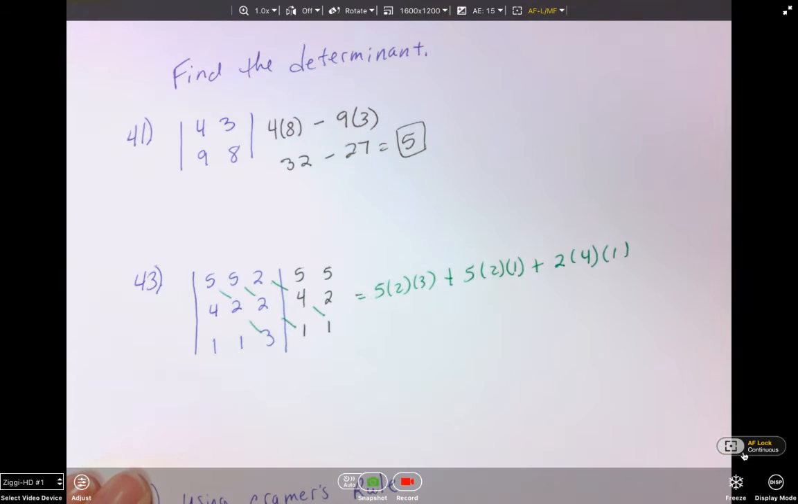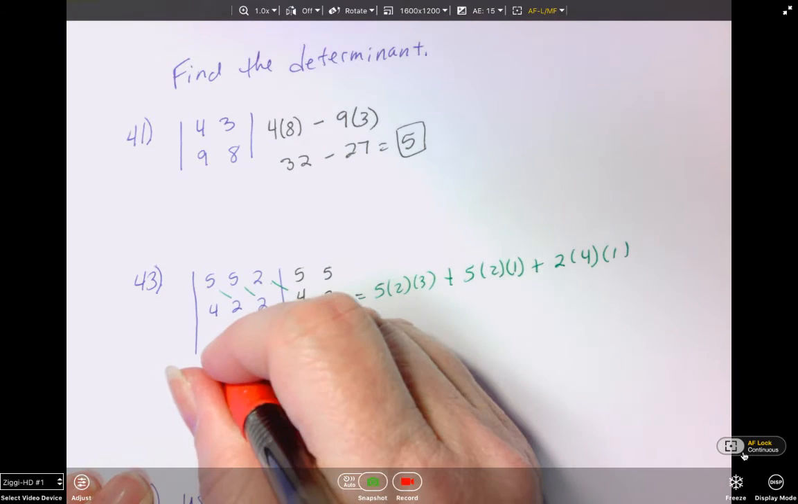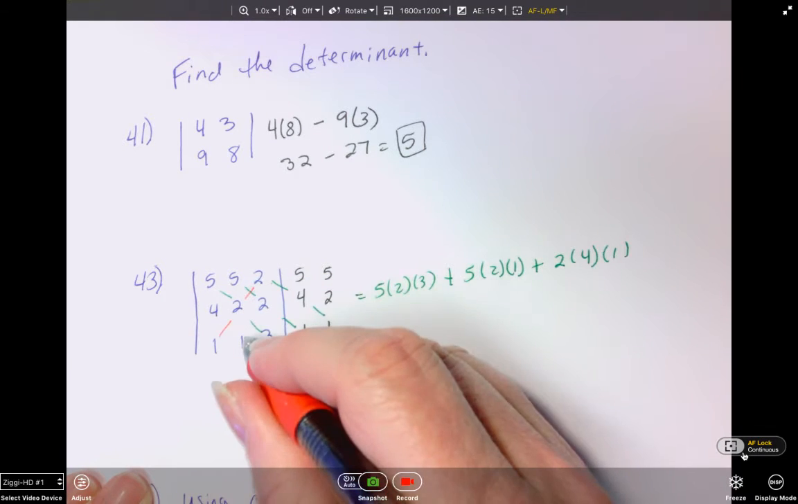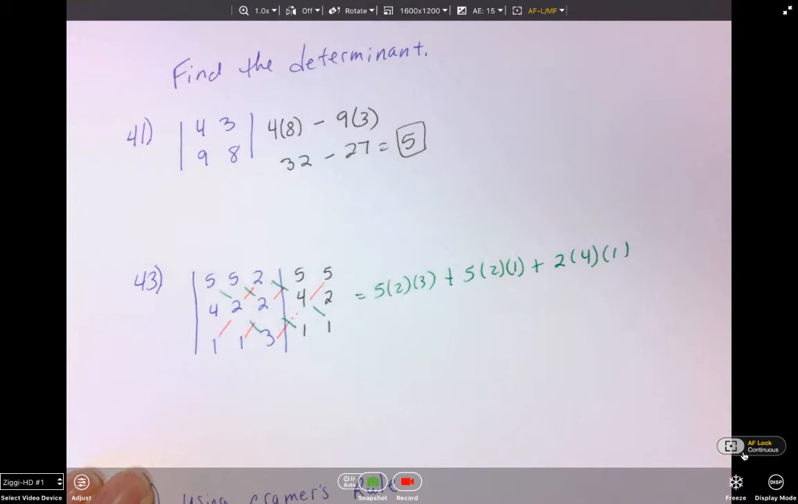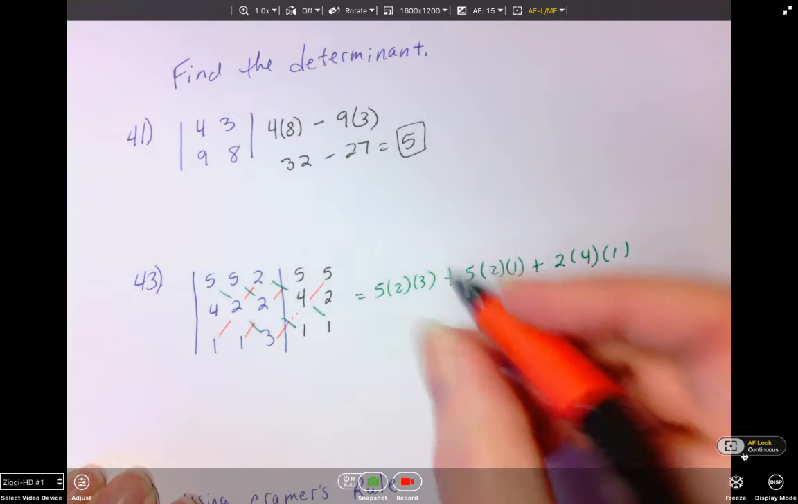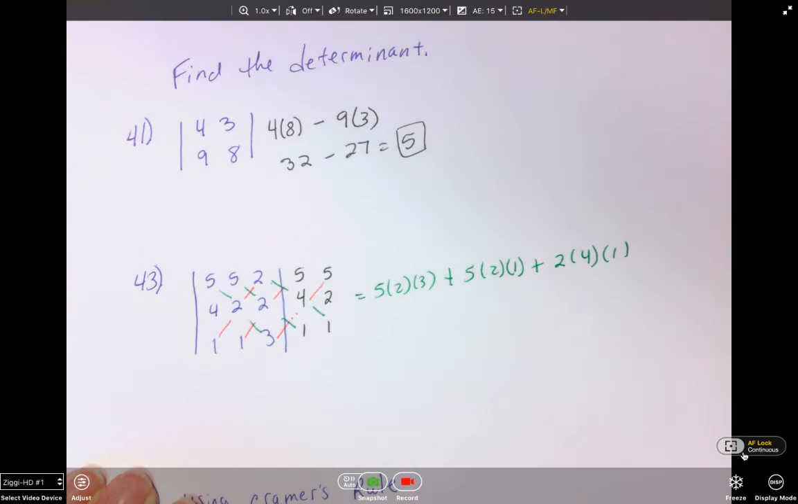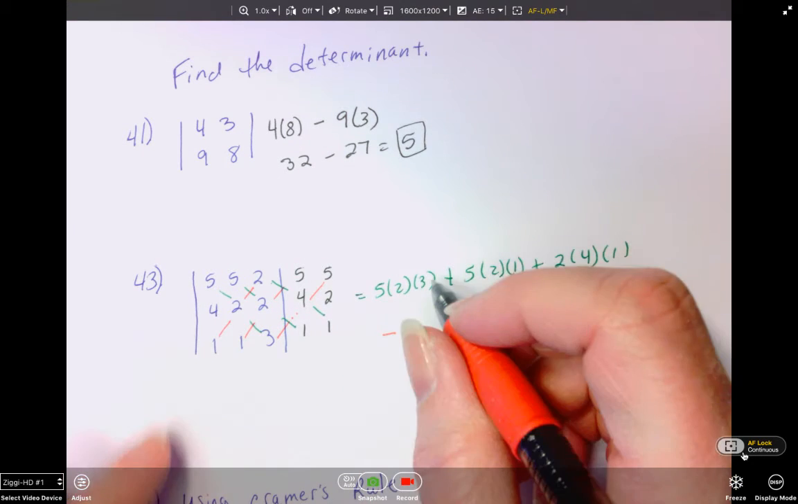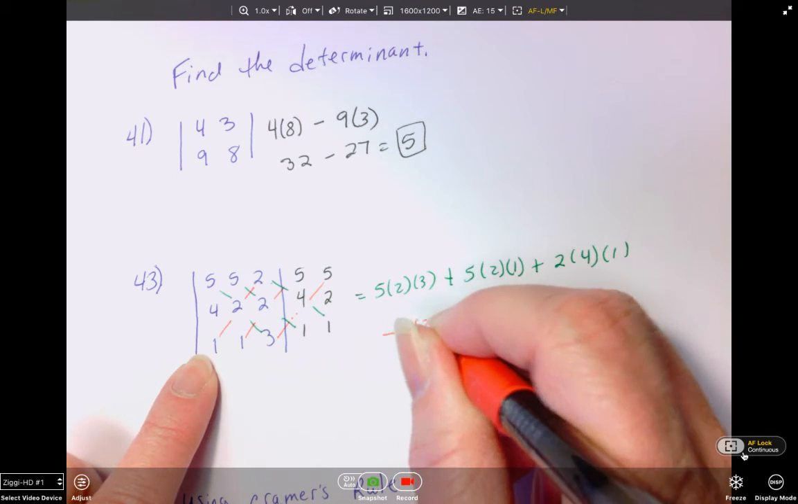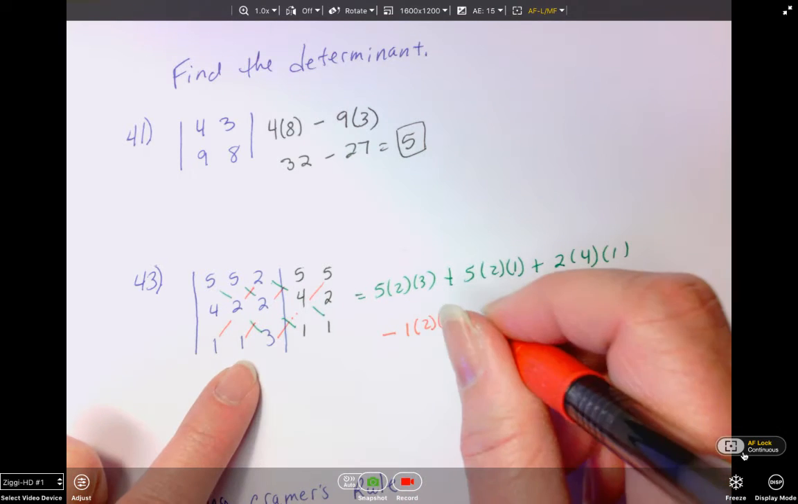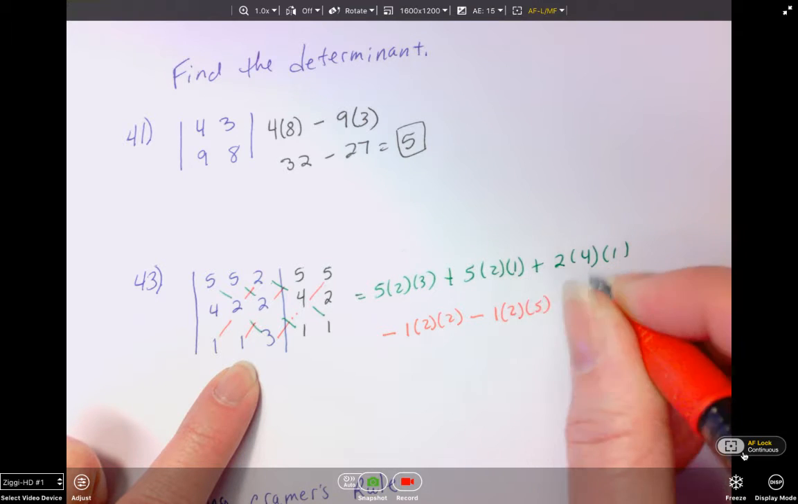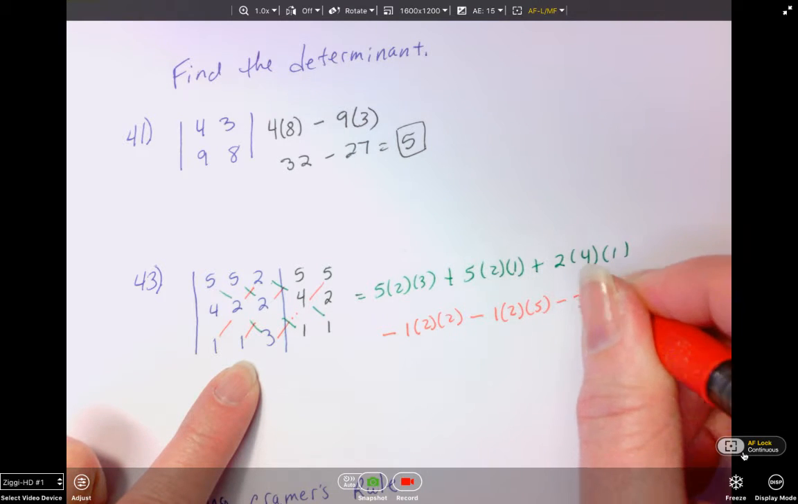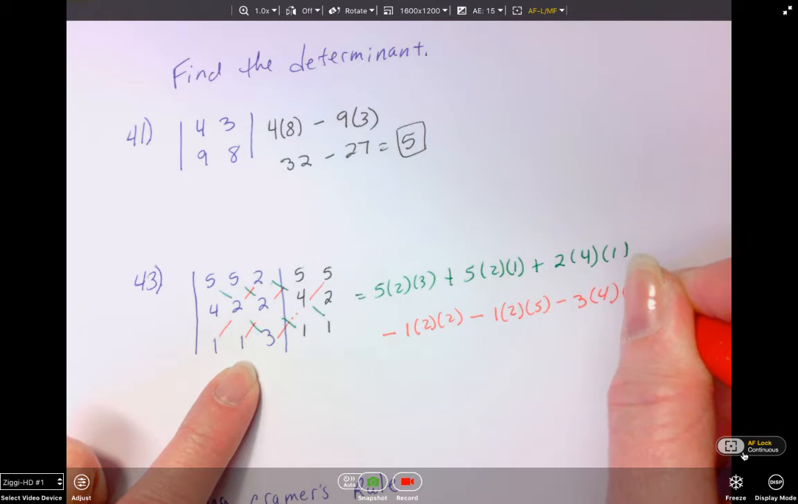Now, we're going to go the other direction and we're going to subtract. So we're going to go 1 times 2 times 2. We'll do this one and we'll do this one. So I'm going to write those in the red. These will be subtraction. We don't have enough room to go clear across, so we're going to bring them down here. So we've got 1 times 2 times 2 minus 1 times 2 times 5 minus 3 times 4 times 5.